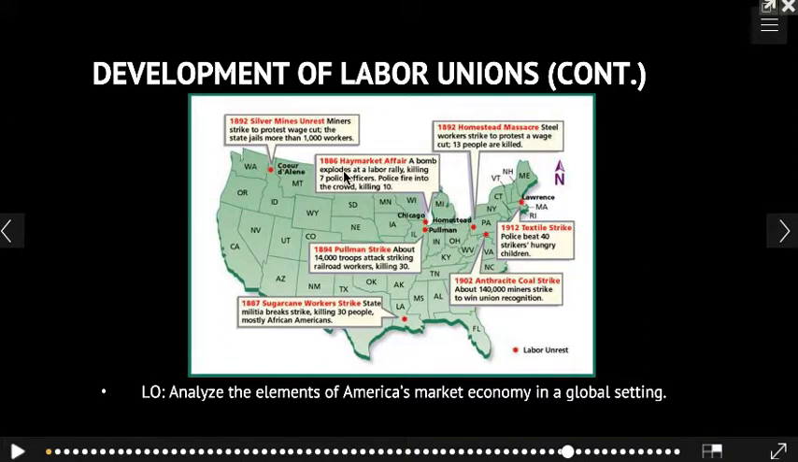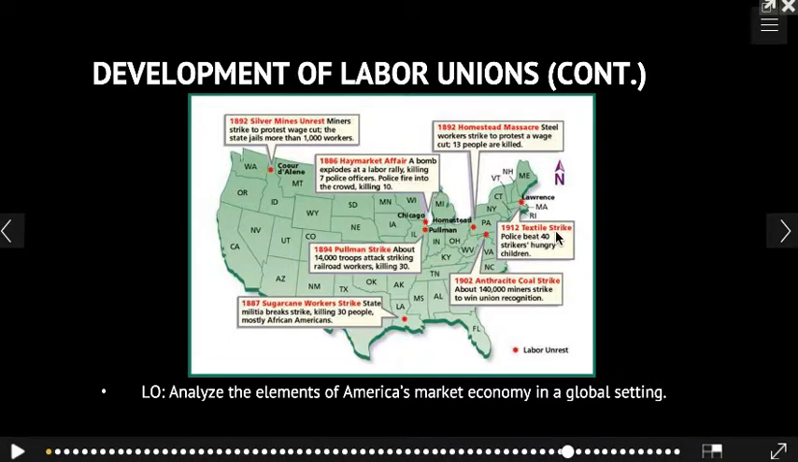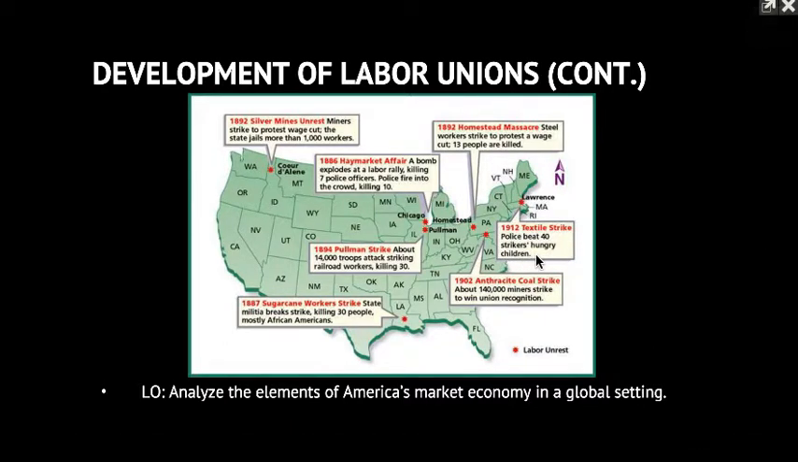And also in Chicago in 1896, the Haymarket Affair. A bomb explodes at a labor rally, killing 7 police officers, and the police fire into the crowd, killing 10. 1902, the anthracite coal strike. About 140,000 miners strike to win union recognition. And in 1912, a textile strike in Lawrence, Massachusetts. The police beat 40 strikers' hungry children.